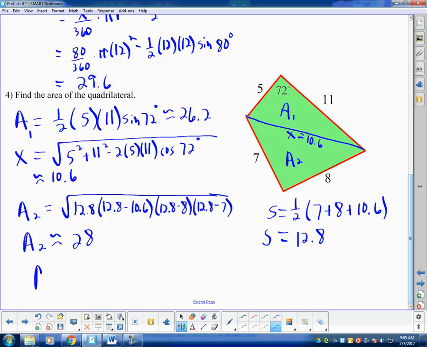And so the area of the quad is equal to area 1 plus area 2, which equals 26.2 plus 28, or 54.2 square units.